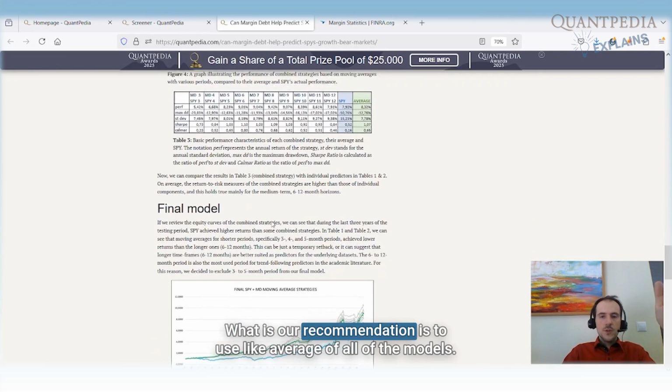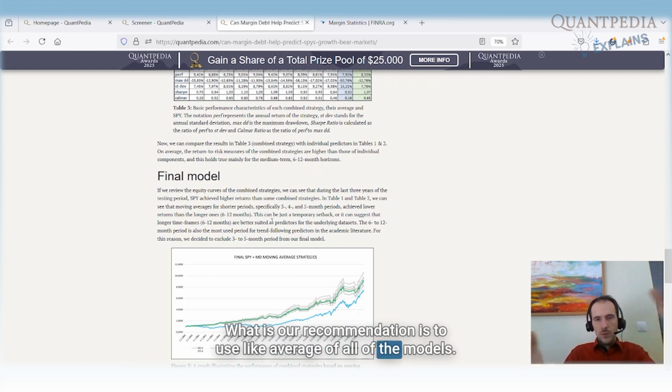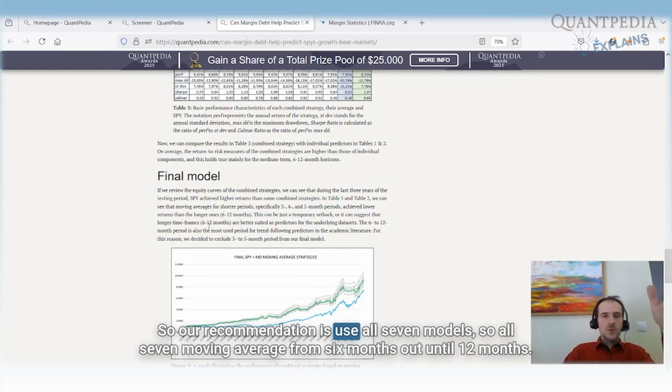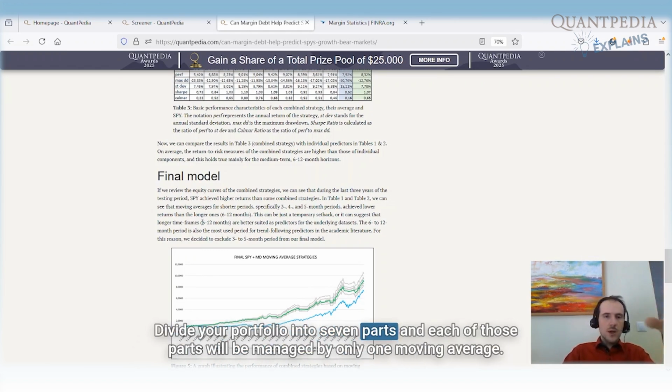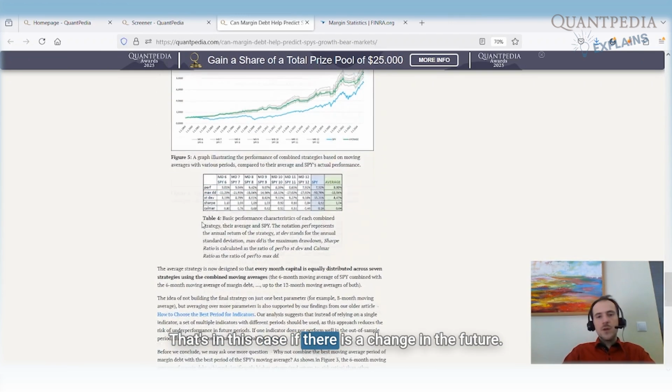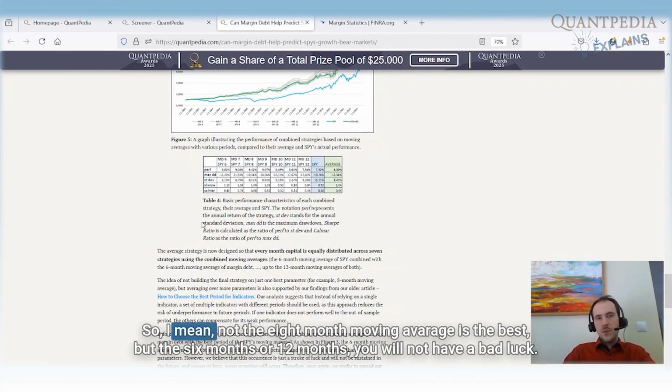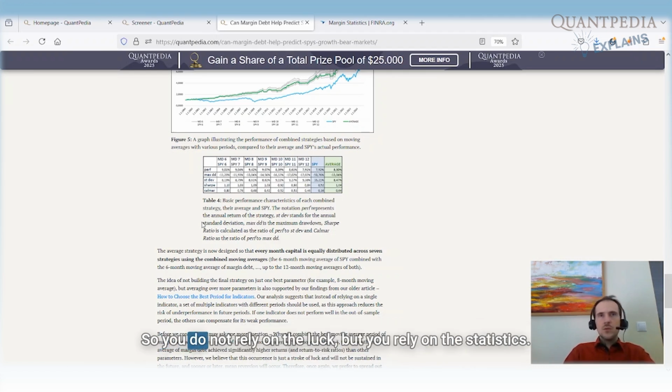our recommendation is to use the average of all of the models. So our recommendation is to use all 7 models, all 7 moving averages from 6 months until 12 months. Divide your portfolio into 7 parts, and each of those parts will be managed by only one moving average. In this case, if there is a change in the future, so that not the 8-month moving average is the best, but the 6-month or 12-month, you will not have bad luck. So you do not rely on luck, but you rely on statistics.